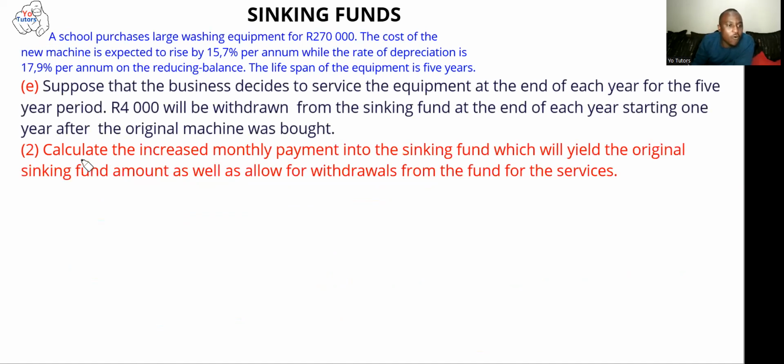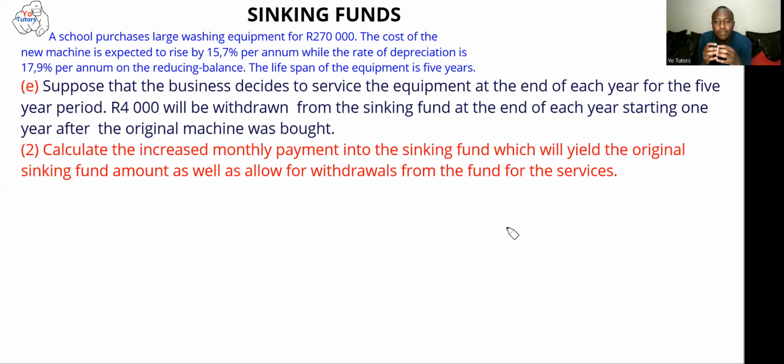We have the same scenario now. Calculate the increased monthly payment into the sinking fund, which will yield the original sinking fund amount, as well as allow for withdrawals from this fund for the services. Now, what happens is that we have got the sinking fund. We calculate the sinking fund, and we see that we are withdrawing 4,000 every year. Now, when we withdraw 4,000 every year, what are we taking out? We are reducing the sinking fund that we are planning to use to buy the new machine. We are taking out 25,000 from that. So what must we do now?